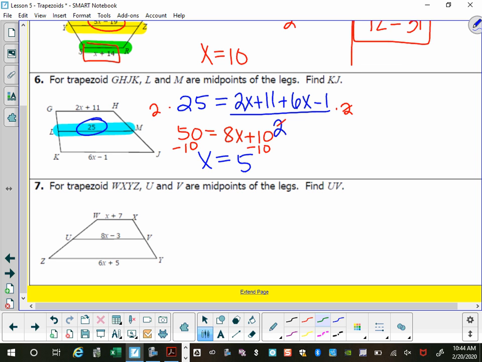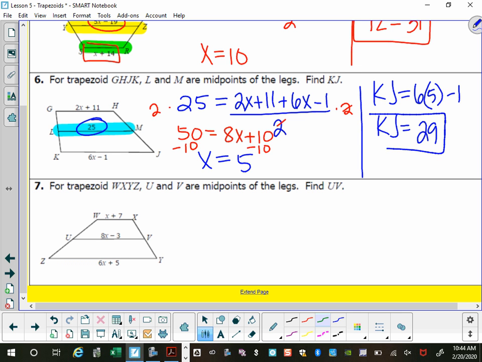They asked for KJ. All right, so let's plug it in. KJ is 6x minus 1. Instead of x, I'm plugging in 5. What do we get for KJ? What'd you get? 29, that is correct. So just don't be confused when you do this, because it's easy to find x, but don't stop there. Make sure you read the directions.